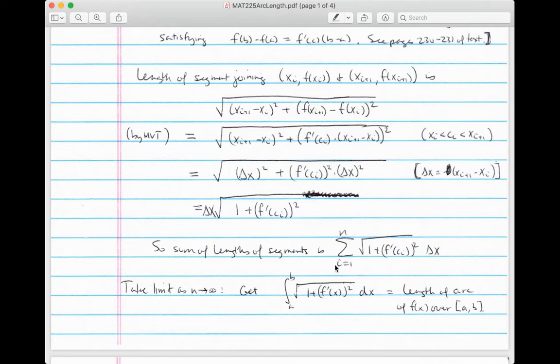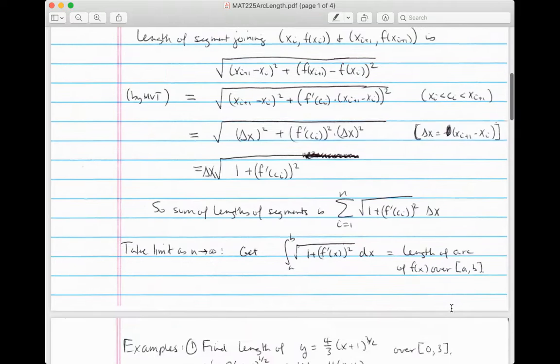And so if I take all n segments that I've got from my partition and add them up, that will give me an approximation of the arc length. And then we'll get the exact answer by taking the limit as n goes to infinity. And that will give me an integral from the left endpoint to the right endpoint of the square root of 1 plus the square of the derivative of the function. So if we can evaluate this integral, that will give me the length of the arc of the function between a and b.